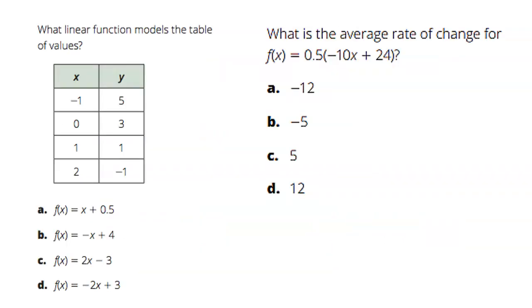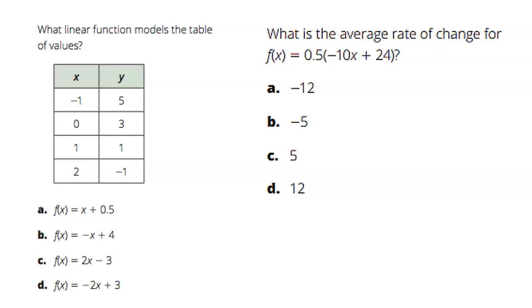All right, here are your next two. What linear function models the table of values? And what is the average rate of change for f of x equals 0.5 times negative 10x plus 24? So in this first example, we haven't talked yet about writing the equation of a table. But a lot of times with these, you can just do it by finding the slope.